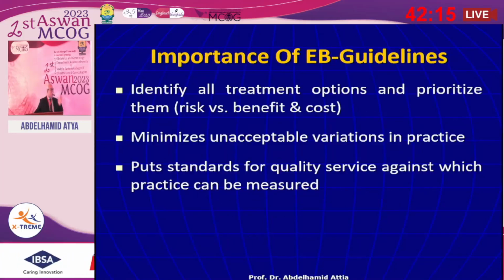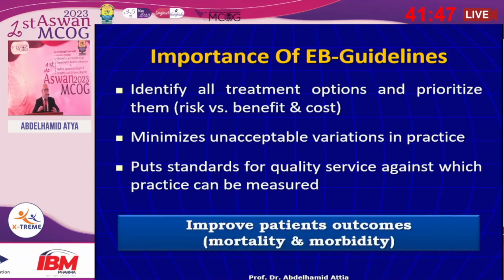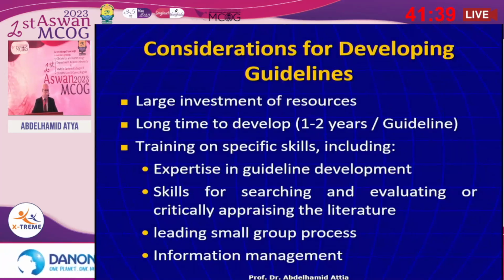And that's why there is an importance for having evidence-based guidelines, because these guidelines identify all the treatment options and prioritize them. They put the risks versus the benefits and the costs. They consider all of this, and they minimize unacceptable variation in practice. And also these guidelines will put quality standards upon which we can measure our service that we give to our patients. And finally, it improves the patient outcomes in terms of morbidity and mortality.